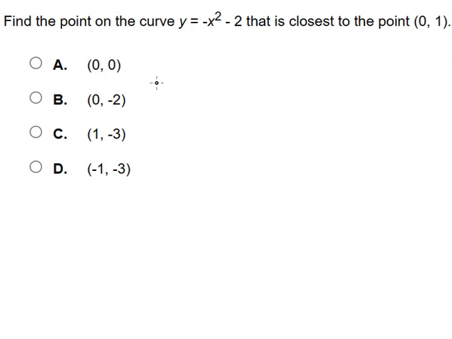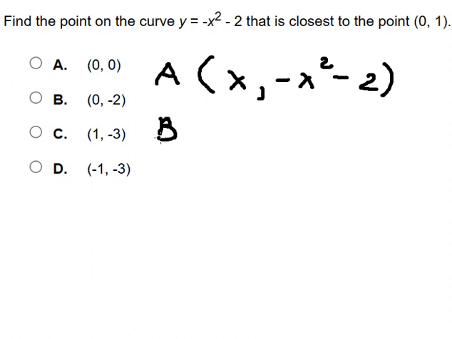The first thing I will put is point A, and point A belongs to the curve in here. So this one I will put as x and y. However, we know that y equals this one. Now we need to change y into negative x squared minus 2. We have point B that is (0, 1).